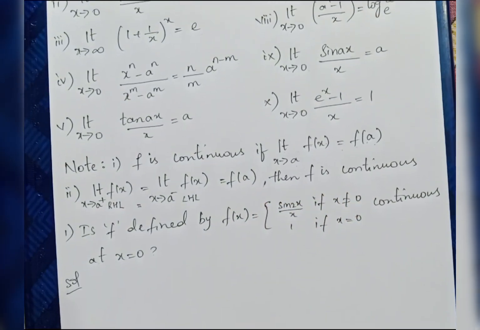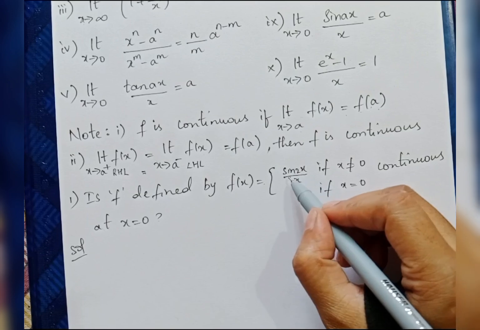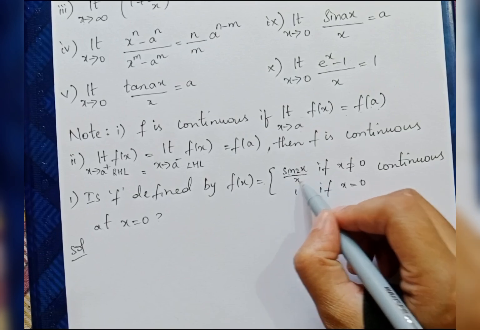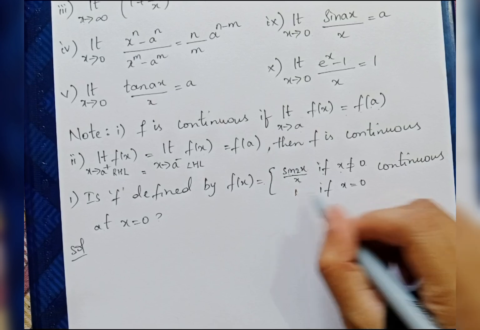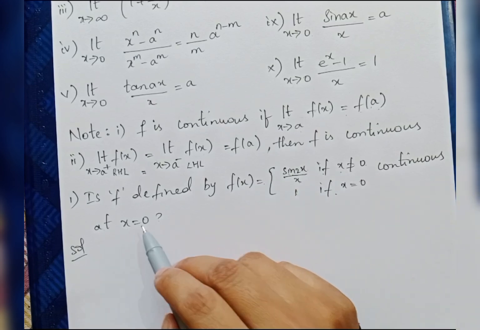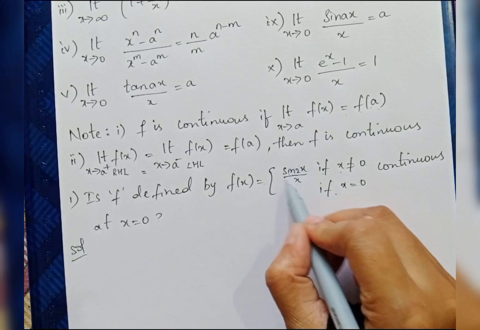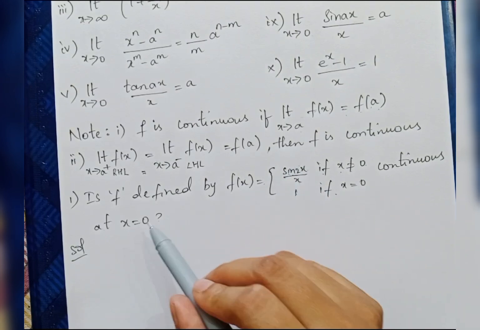So our first question is: f is defined by the function f of x is equal to sine 2x by x if x is not equal to 0, and 1 if x is equal to 0. Is it continuous at x equal to 0? So we have to find whether this function is continuous at x equal to 0 or not.